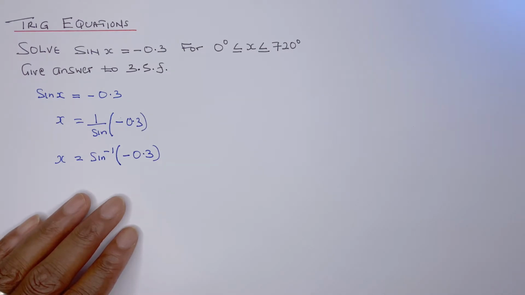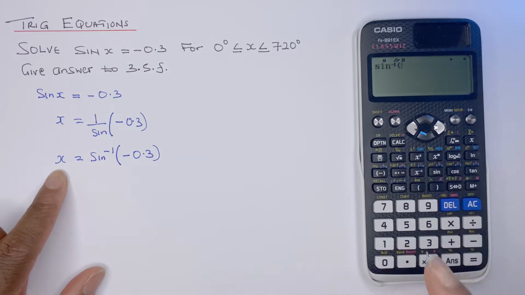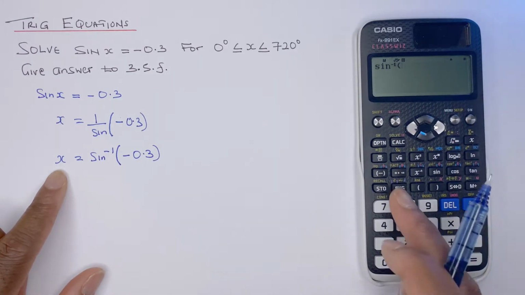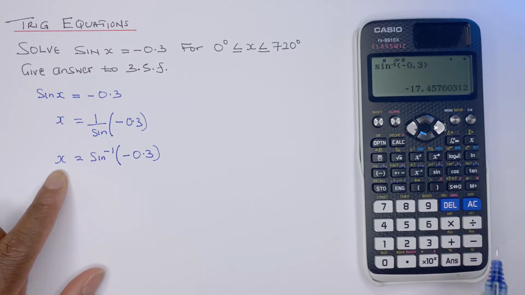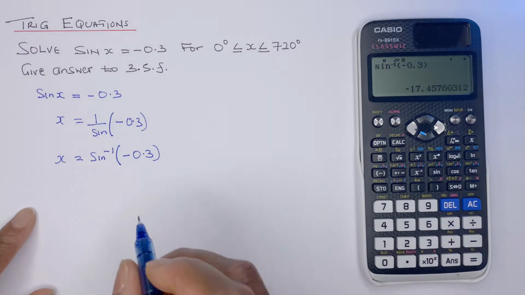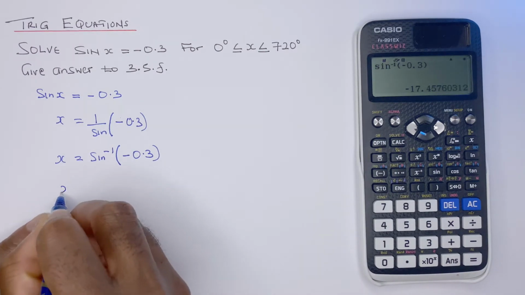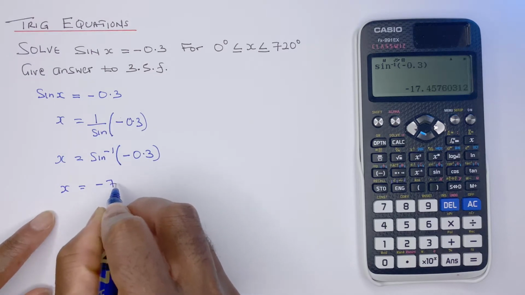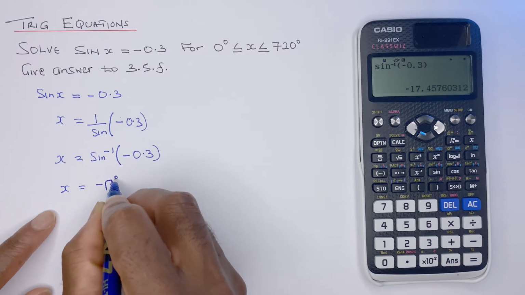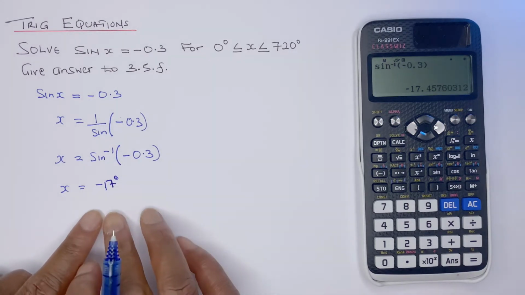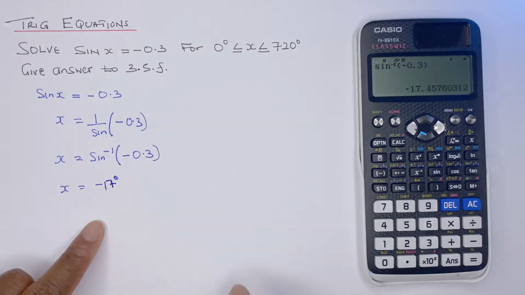If we get the calculator now, I press shift sine to get my inverse sine and put minus 0.3 there, close bracket, and the answer is minus 17.457. So I'm going to choose minus 17. So x equals minus 17 degrees. Right, x equals minus 17 degrees is what we're going to use to find the answers to this problem.